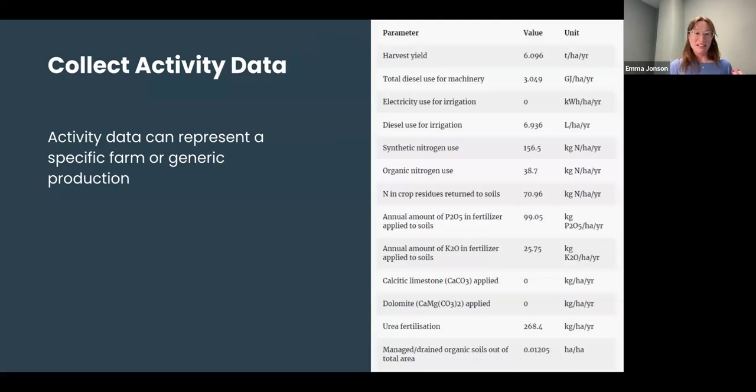And on a general note, activity data can represent either a specific farm or a generic production. So if you have a farm and you know what activities you have there, then you can input those numbers into the equations. But on the other hand, if you just know that you have wheat from Sweden, how then will you get these generic production data? Well, I will tell you all about it.